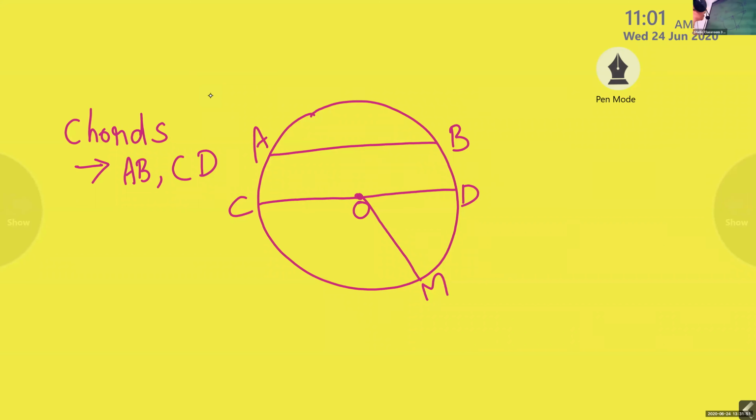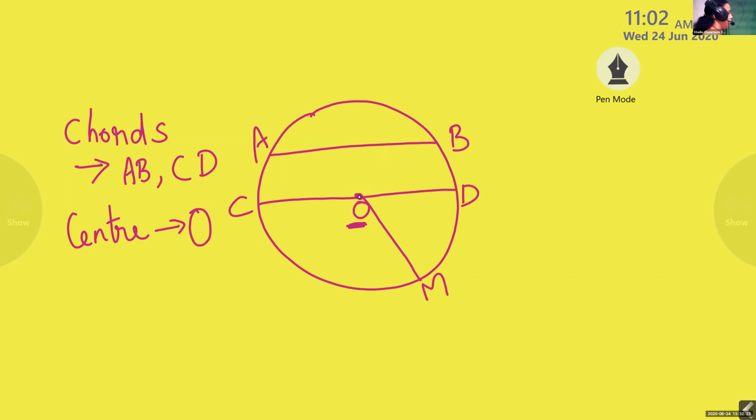Lionel, can you identify the center from the picture? Which is the center? O. Very good. The center is a point. Look here, O is the middle point. That is the center. Very good.